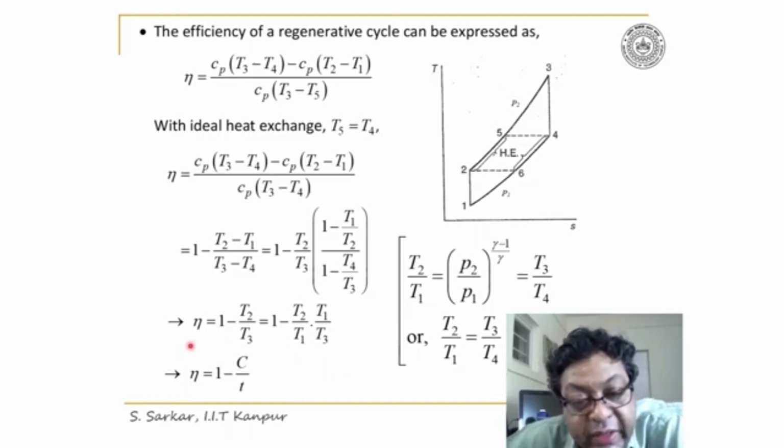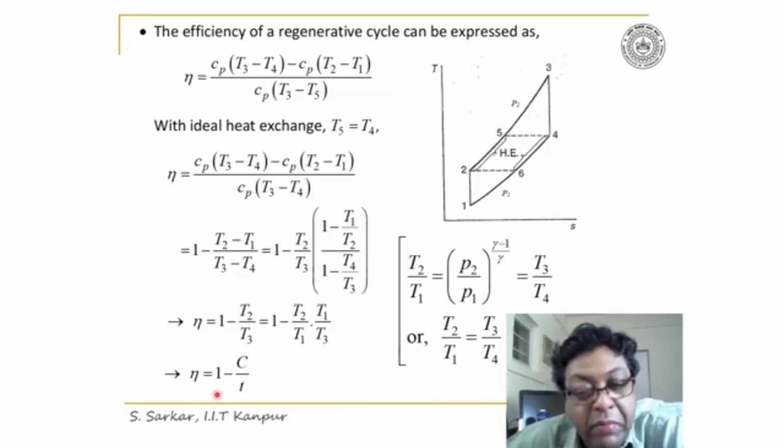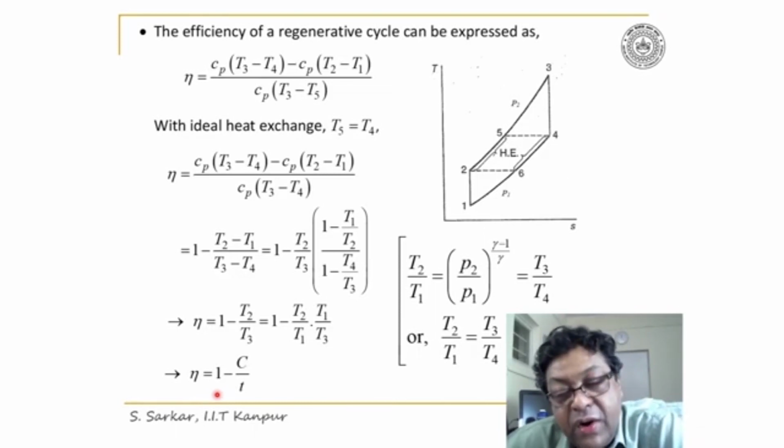Please note that eta here is dependent on the maximum cycle temperature. If you remember the expression of eta for a simple gas turbine cycle, eta was independent of the maximum temperature of the cycle, but here, apart from pressure ratio, it is dependent on the small t, that is, the temperature ratio T3 by T1.